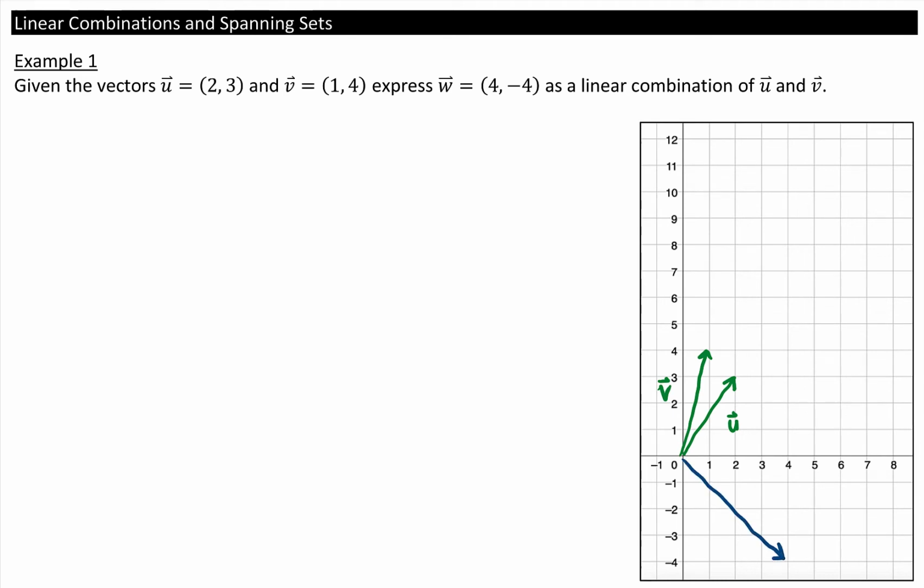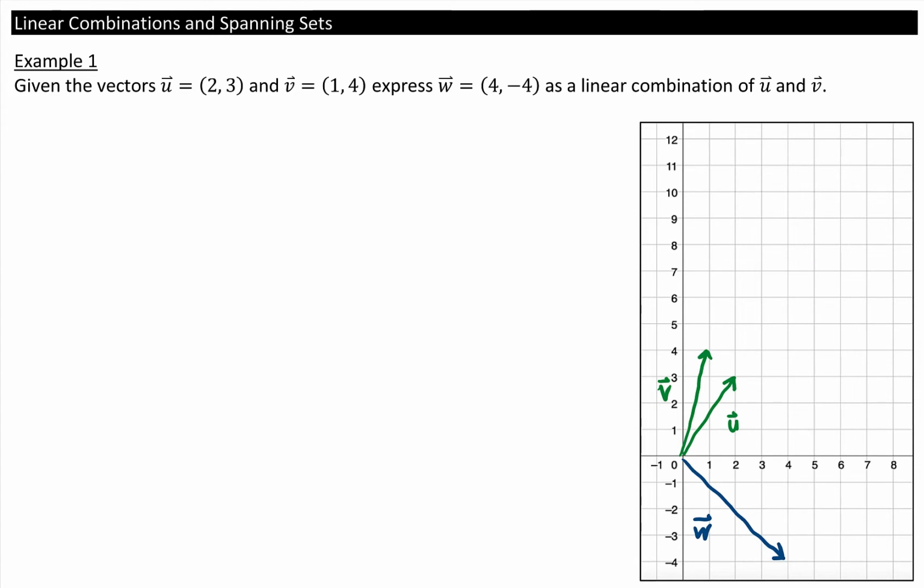So there's vector w, which is (4, -4). So somehow I'm going to take some of u, get to a certain point, then probably have to take some negative v's and get back to w. But what combination is going to work? That's what we need to figure out.